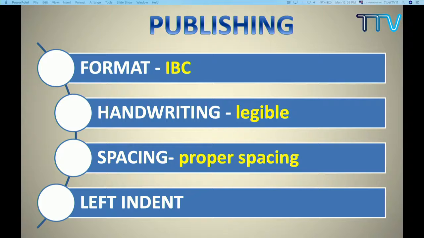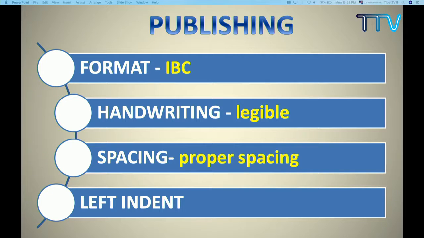So during the publishing stage, what do you do? You first of all look at the format. Whenever we have a piece of writing, at least it should follow the basic format: introduction, body, and conclusion. You check whether all these things are in proper order or not. And you see whether your handwriting is legible. If your handwriting is not legible, your readers, your audience, may not be able to read it.